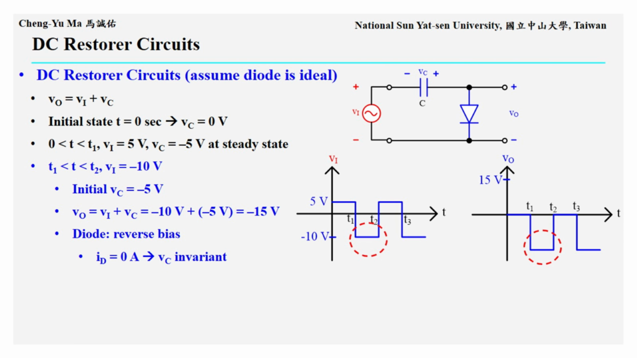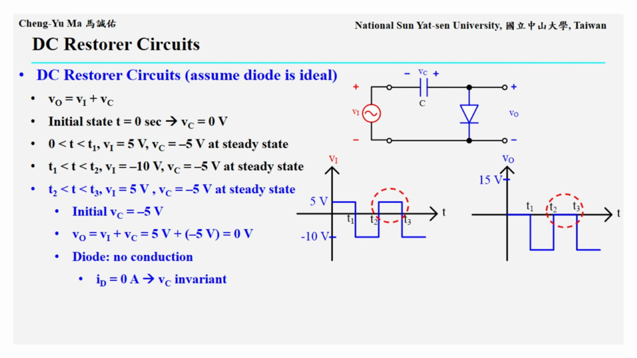During the interval from T1 to T2, the capacitor voltage from the previous steady state is Vc equals negative 5 volts. When Vi changes to negative 10 volts, the output voltage immediately becomes VO equals Vi plus Vc, which is negative 10 volts plus negative 5 volts, equal to negative 15 volts. The diode is reverse biased and acts as an open circuit, so there is no current path to change the charge stored in the capacitor. Therefore, Vc remains unchanged, and the output stays at negative 15 volts throughout this interval.